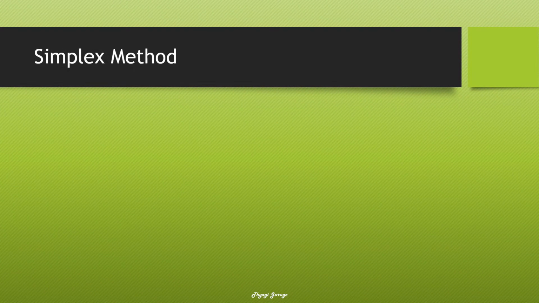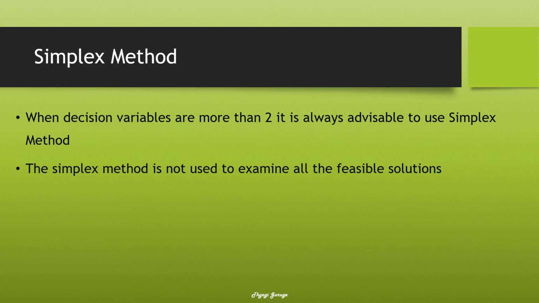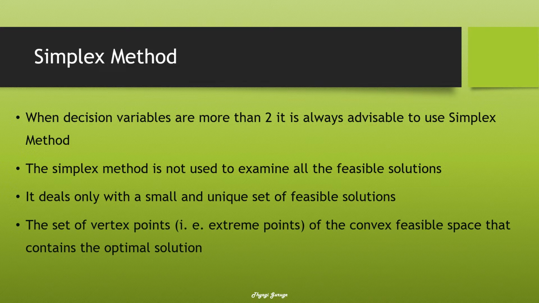Now let's see why we are going to use the simplex method. When decision variables are more than 2, it is always advisable to use the simplex method. The simplex method is not used to examine all the feasible solutions. It deals only with a small and unique set of feasible solutions. The set of vertex points of the convex feasible space contains the optimal solution.